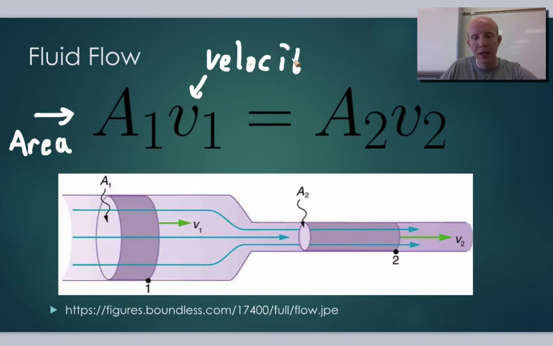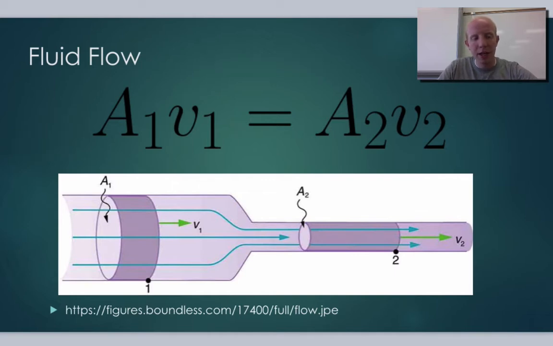Okay, so A is area, V is velocity. Which explains our garden hose analogy again, right? You put your thumb over the end of the garden hose, you decrease the area, so the velocity has to go up to keep the fluid flow the same. Okay, let's try an example problem.